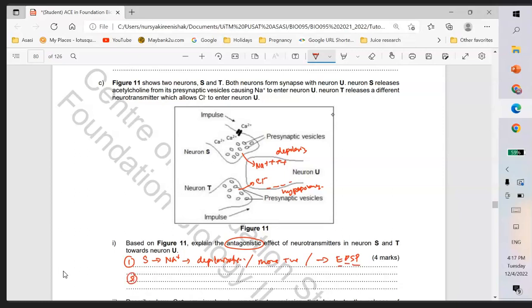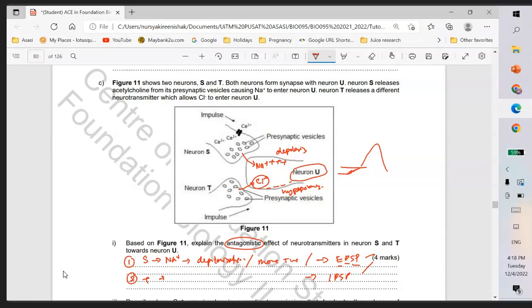Kalau yang nombor 2 by neuron T, okay, chloride ion masuk, chloride ion is negatively charged. So inside the membrane it becomes more negative or hyperpolarization that will lead to IPSP, inhibitory postsynaptic potential. So basically the effects of these two neurotransmitter, you want to determine whether neuron U reaches threshold or not. Kalau the value of the membrane potential reaches threshold, then only an action potential will be generated.